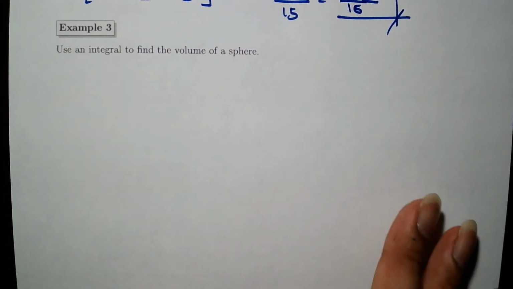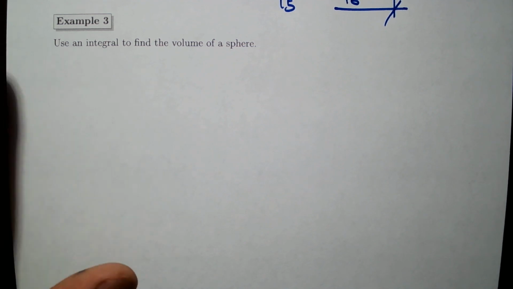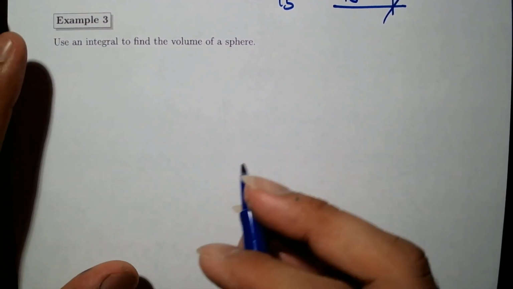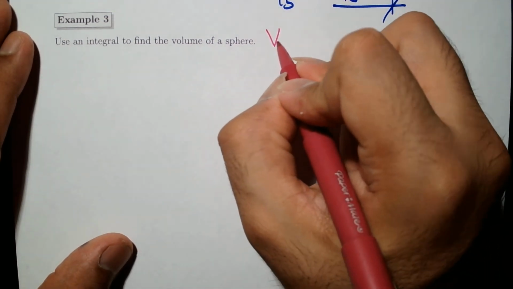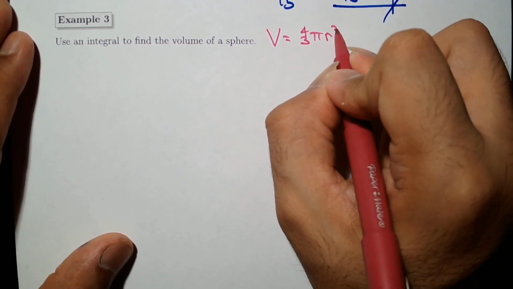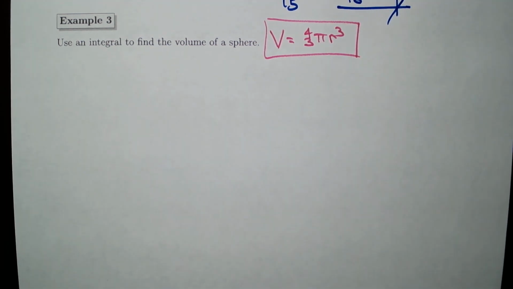Now, let's do a very typical problem in which they ask us to use integrals to find the volume of a sphere. All right, let's recall the formula for the volume of a sphere. We know that the volume is 4/3 pi r cubed. We are going to get this formula using integration.